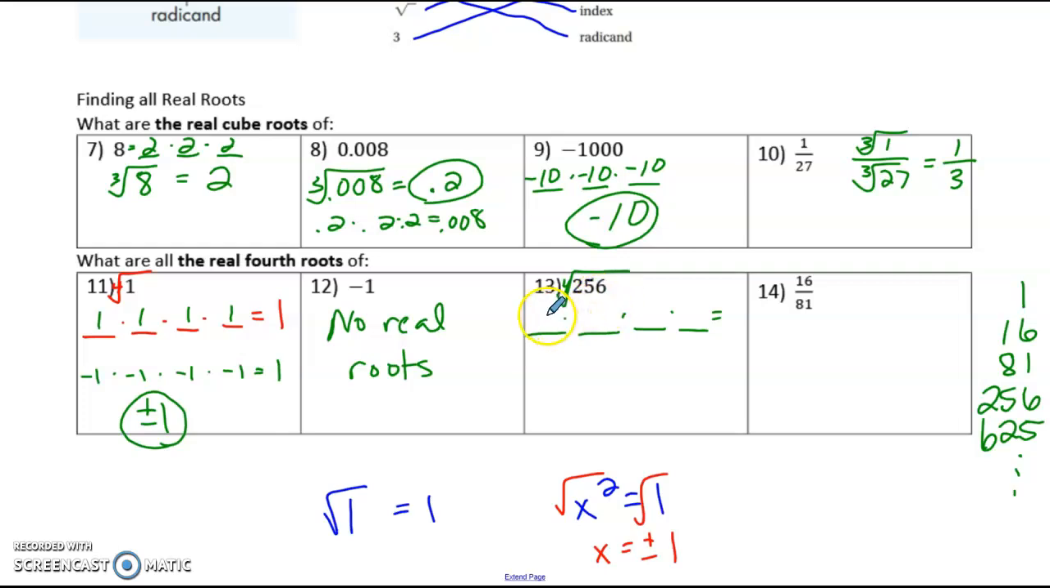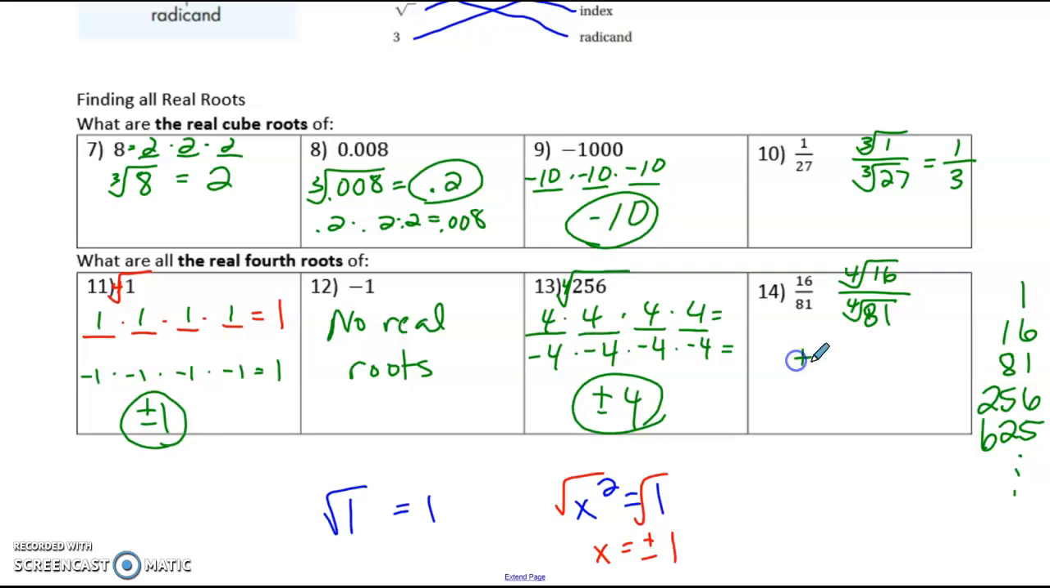So what was the fourth root of 256? That was the number 4 times 4 times 4 times 4 gave us 256. But again, since we are applying that radical there, we can also take -4 times -4 times -4 times -4 and get 256. So we're going to say plus or minus 4. Okay? And the fourth root of 16 over the fourth root of 81. Again, the fourth root of 16, we can say plus or minus 2. Fourth root of 81 plus or minus 3. So plus or minus 2/3.